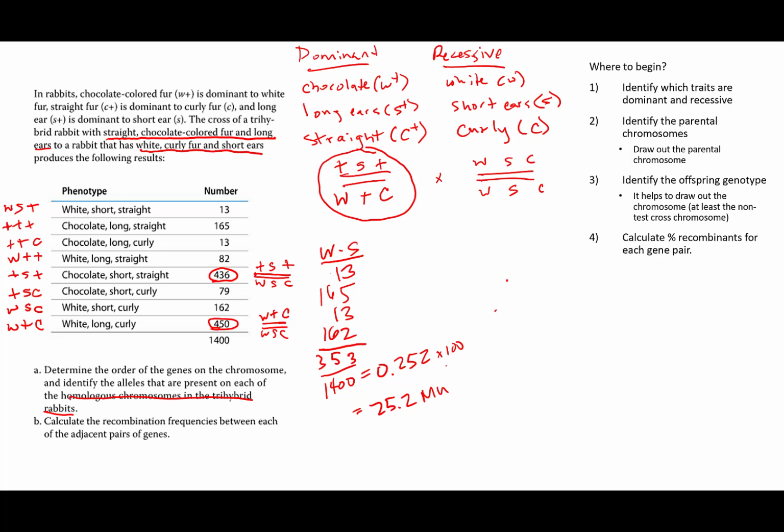Let's go on to the next gene pair. Now we'll do short and curly. So I'm going to do this all over again. I'm going to come over here and look at the first one. Now I don't care what's in this first position. I'm only looking at these two genes, short and curly. So S plus, not a recombinant. Plus plus, those are on different chromosomes. So I'm going to write that in. Those are recombinants. 165.